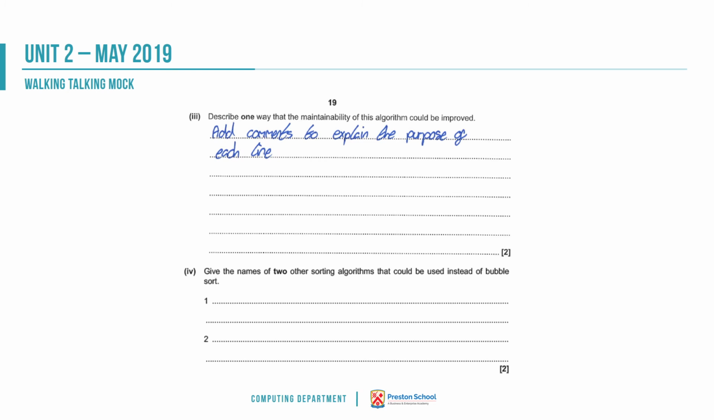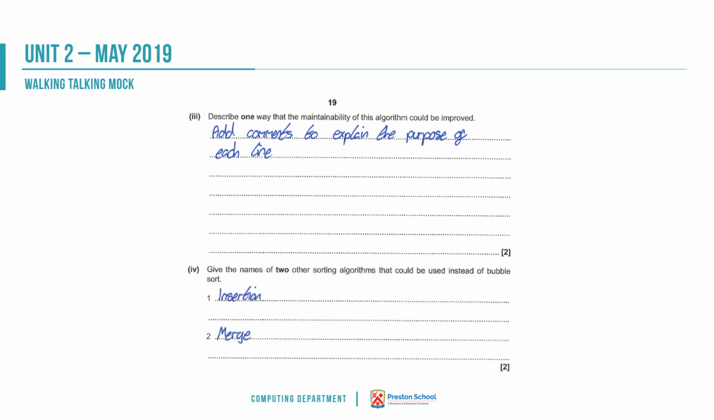Again, you don't need to write a huge amount. You get a mark for saying the word comment, and you get a second mark for explaining why that might be useful. Again, give names of 2 other sorting algorithms that could be used instead of. Well, there are only 3 on the GCSE: bubble, insertion, and merge. So it's insertion and merge.